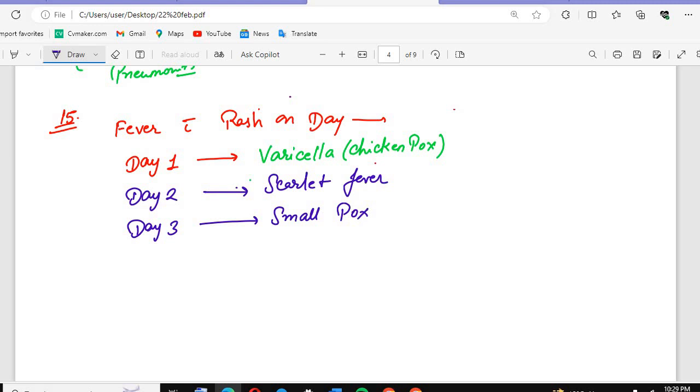Or you can remember the mnemonic here as well. Very sick people must take double tea.